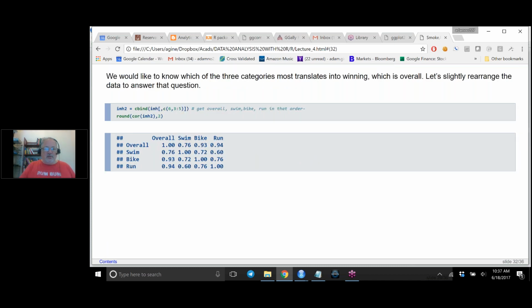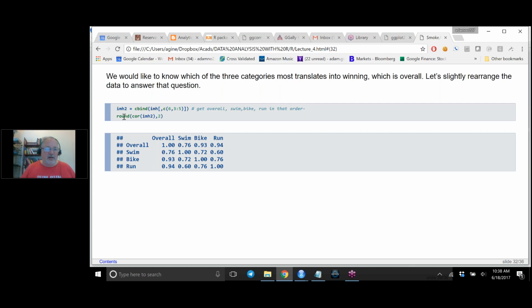All right, so you want to say, what's more important to winning: swim, bike, or run? So I just want to look in that order. I'm creating a new data set IMH2, and I'm just going to make it IMH of 6 and 3 through 5. 6 is the overall. I want that variable to be first, and 3 through 5 is swim, bike, and run. And then I just do the correlation.